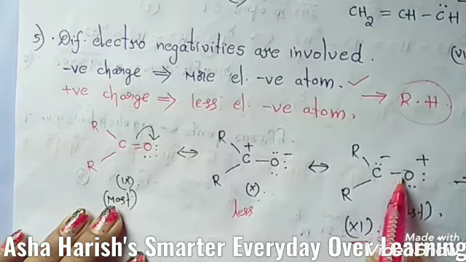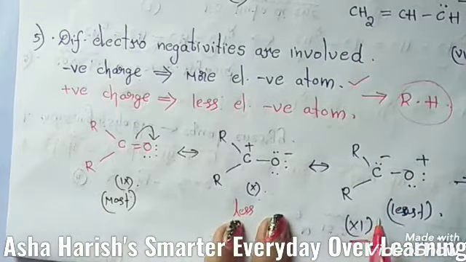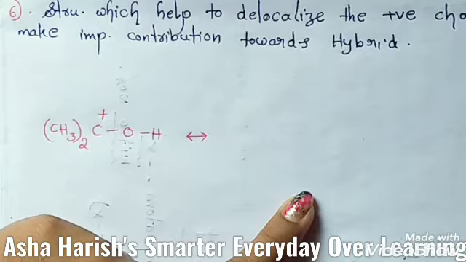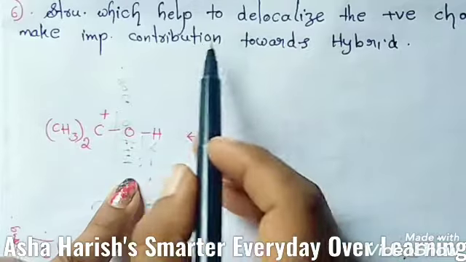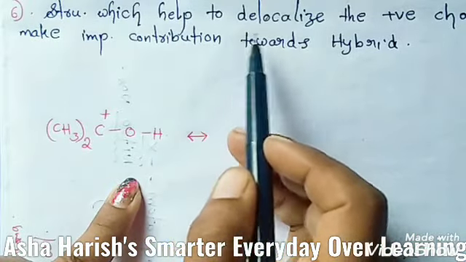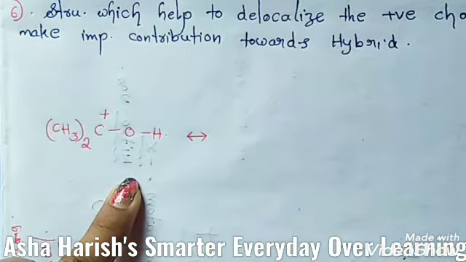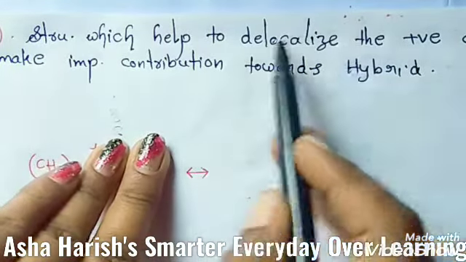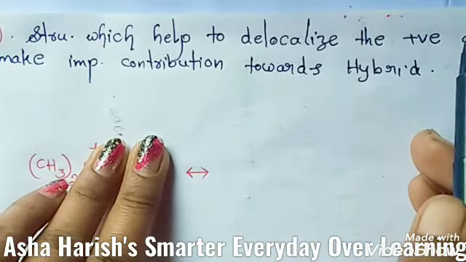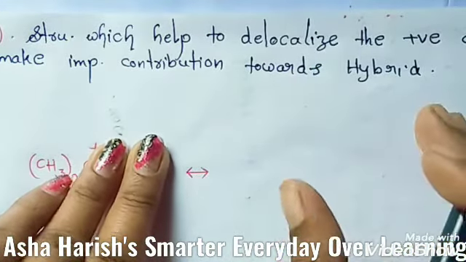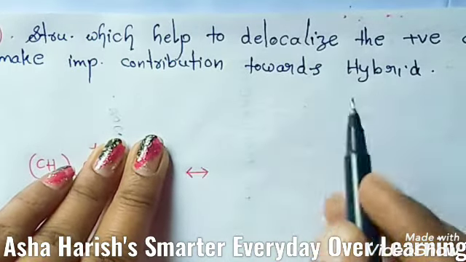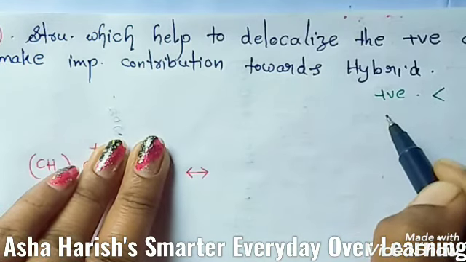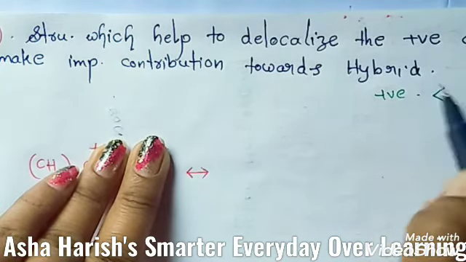Here I can represent it already. Now let's see the rule number 6. Structures which help to delocalize the positive charge make an important contribution towards the resonance hybrid, regardless of whether the positive charge is on a less or more electronegative atom.